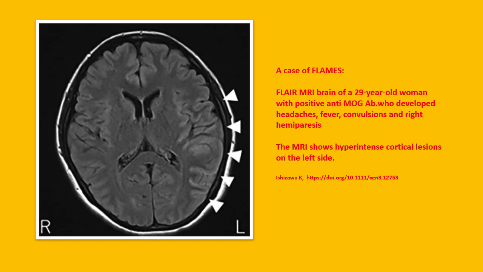This figure shows MRI in a case of FLAMES. This is a FLAIR MRI of the brain in a 29-year-old woman with positive anti-MOG antibodies who developed headache, fever, convulsions, and right hemiparesis. The MRI shows hyperintense cortical lesions on the left side.